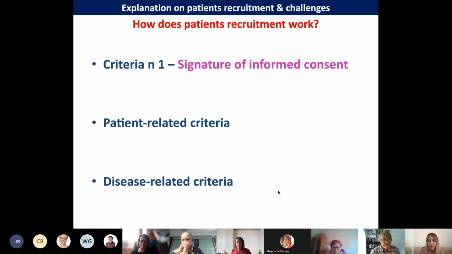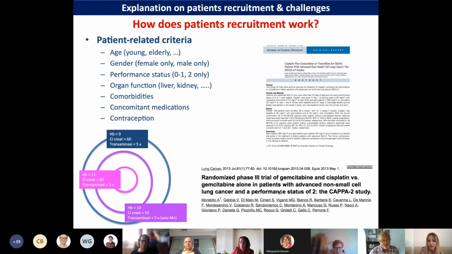Certainly, the first and more important criteria of all is certainly the signature of the informed consent. So the patient needs to acknowledge the fact that he would like to participate, and therefore we can start to have a look at the criteria, which we can divide into patient-related criteria or disease-related criteria. Let's focus on the patient-related criteria. Here I give you some examples.